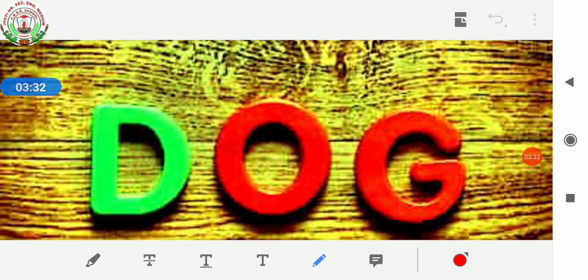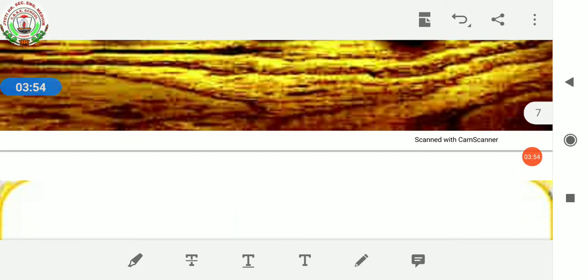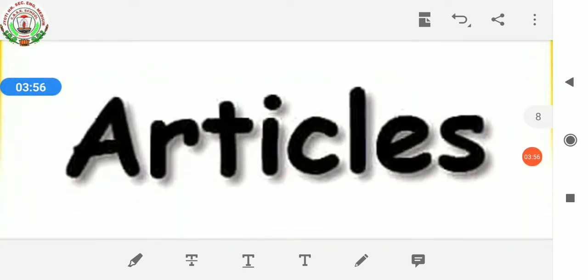Now in this word dog, dog, here you can find out vowels and consonants. So we know that O is a vowel and the rest two, D and G, these both are consonants. So now you can find out in a word which letter will be a consonant and which letter will be a vowel. Okay. So today we are going to study articles.